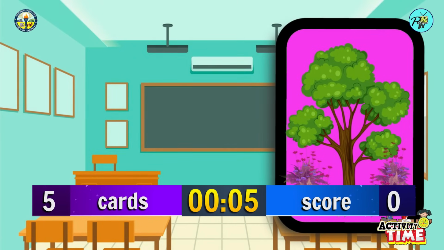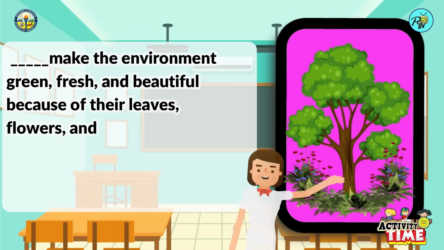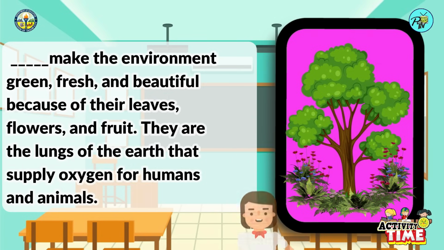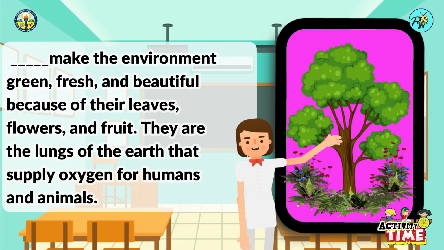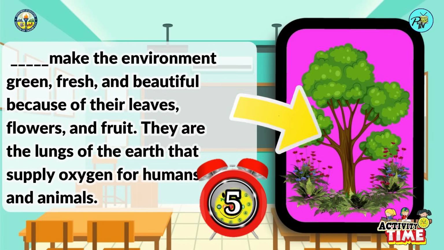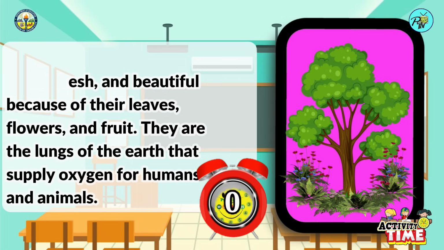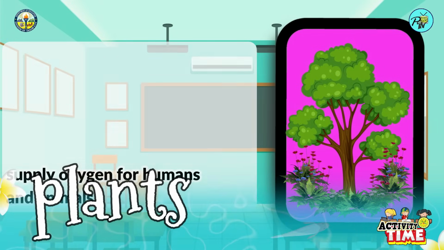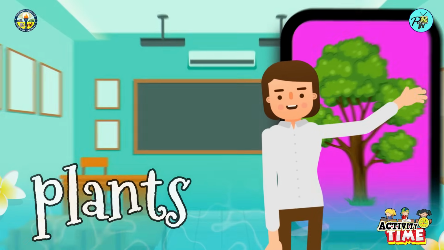Let's begin. Blank make the environment green, fresh, and beautiful because of their leaves, flowers, and fruit. They are the lungs of the earth that supply oxygen for humans and animals. What could this be? Yes, you're right. Good job, kids. It is plants.